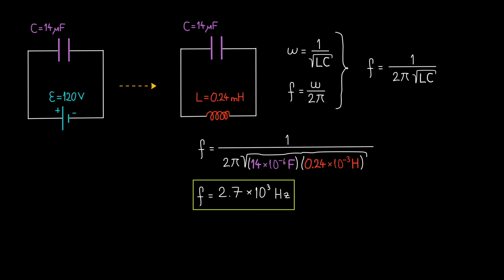Substituting the numerical values for L and C, we get frequency equals 2.7 kilohertz. Meaning in 1 second, the circuit will complete 2700 full oscillations. And one oscillation will be discharging of the capacitor, charging in the opposite direction, discharging again, and going back to its initial charged state.